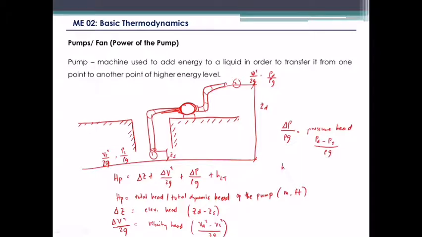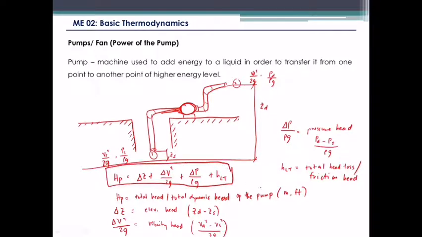And lastly, we have the total head loss. It's the friction head. And so, can you see, this is the total dynamic head of the pump. But to get the power of the pump, we have this formula. Power of the pump formula: that is mass flow rate times the gravitational acceleration times the total dynamic head of the pump.